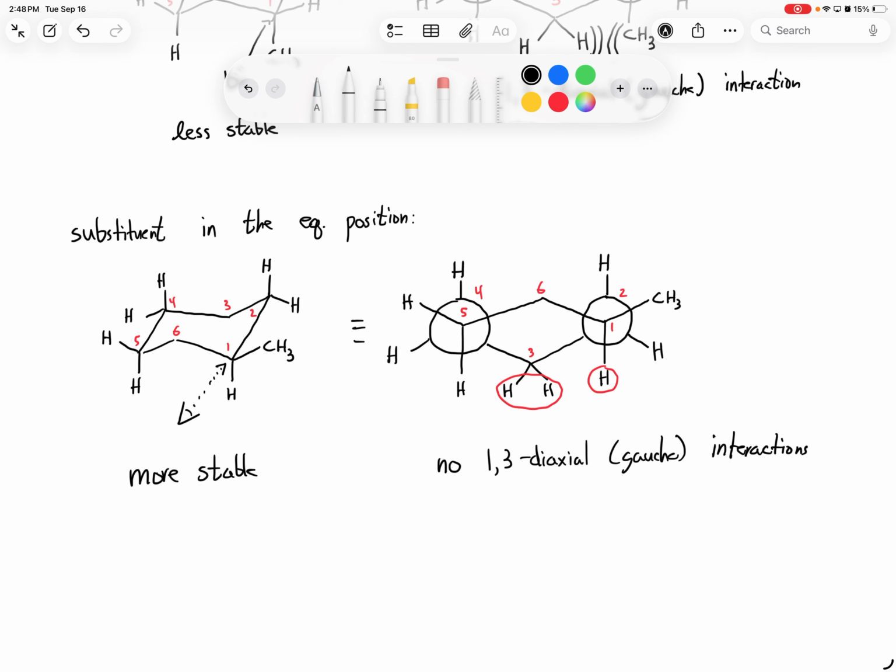All right, that'll be it for today. We'll pick up on predicting which is a more stable conformer for disubstituted conformations on Thursday. Okay?